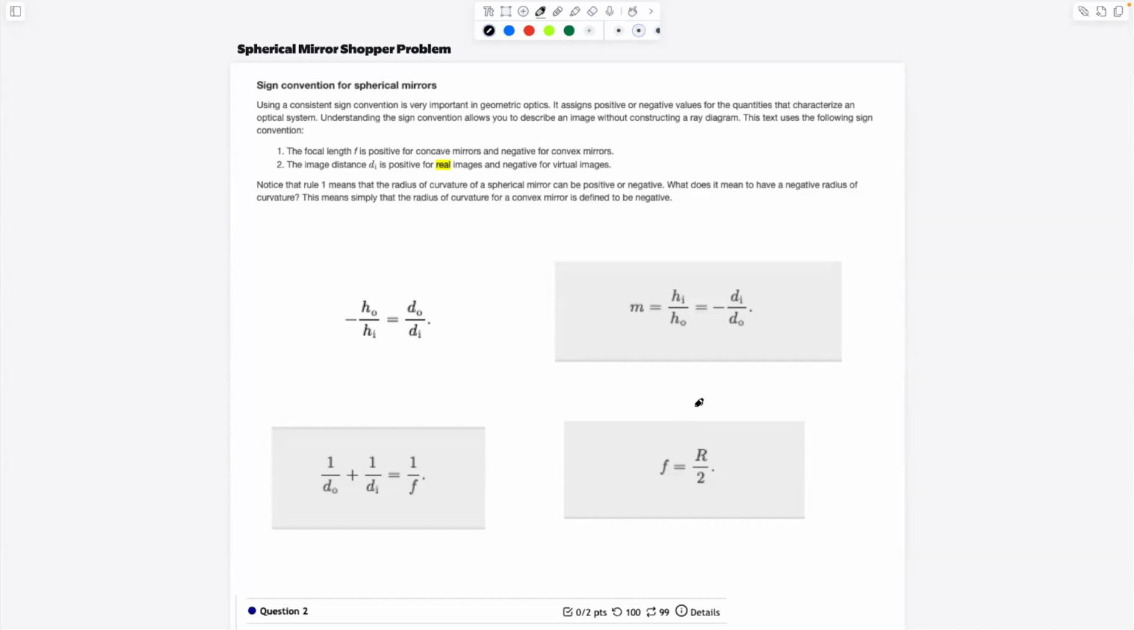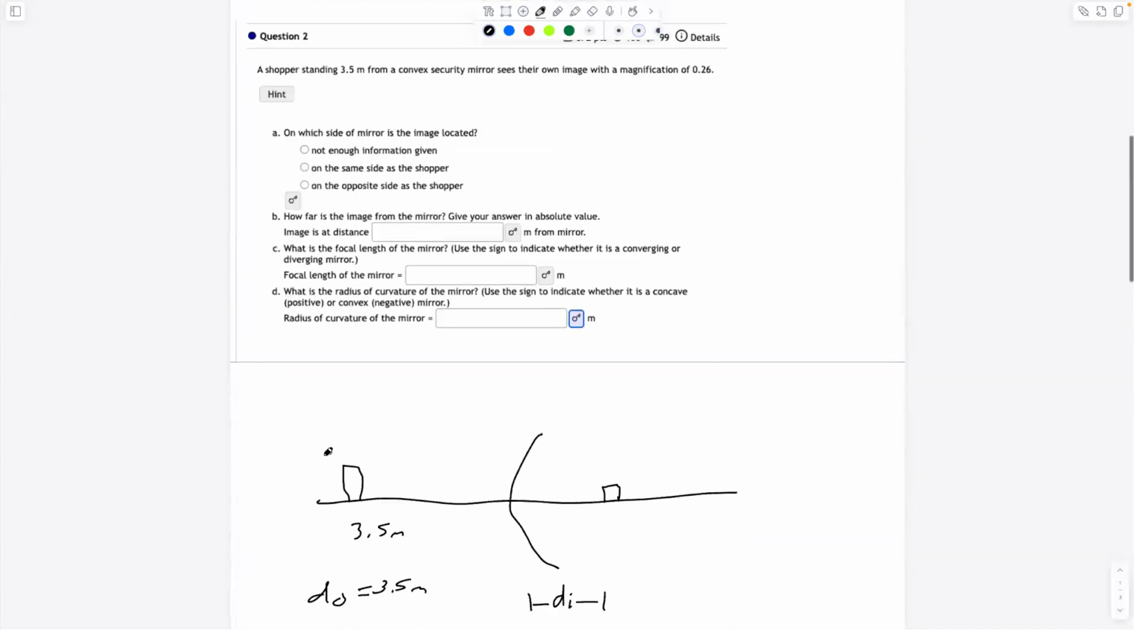Anything above, anything on top is positive. Anything below would be negative. Sometimes when we get inverted images, we'll get a negative height. Heights going up are positive, heights going down are negative. Distances on the side of the object are positive. Distances behind the mirror on the other side from the object are negative.